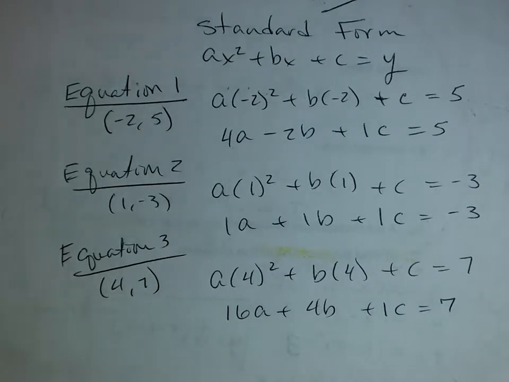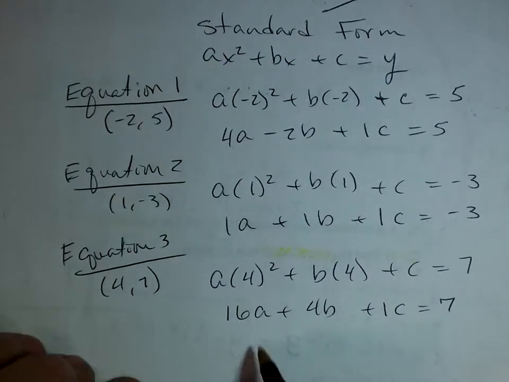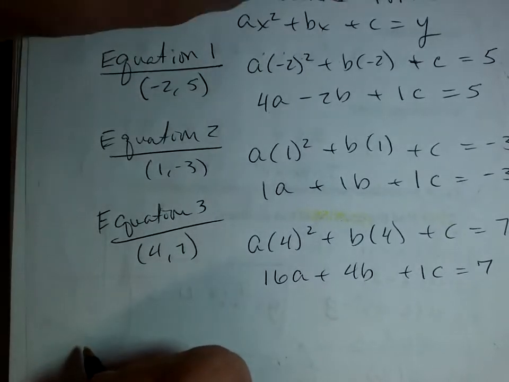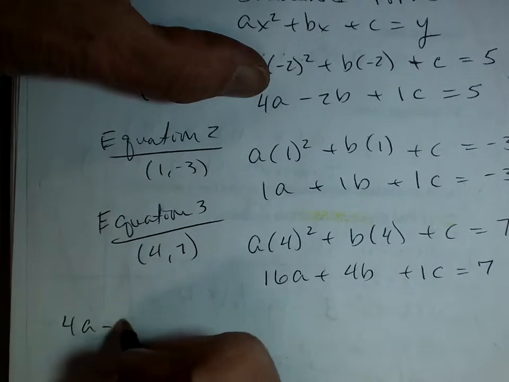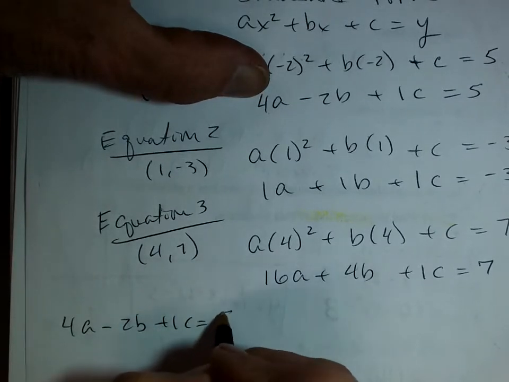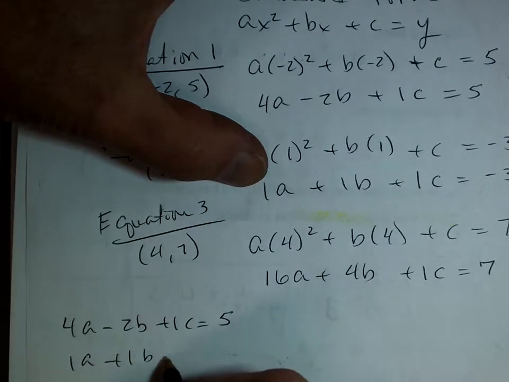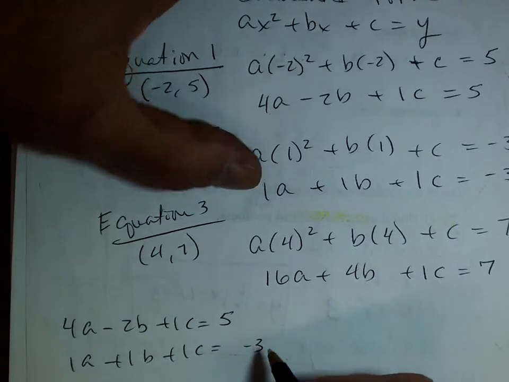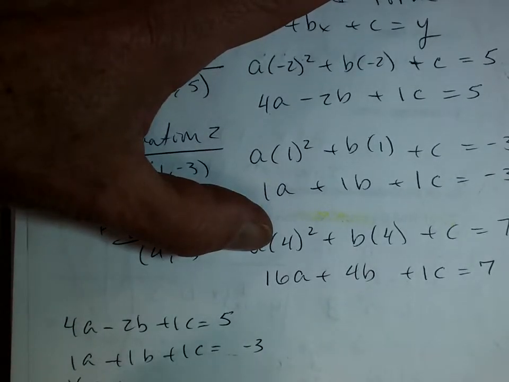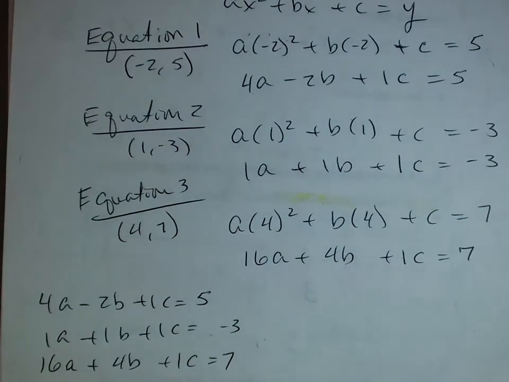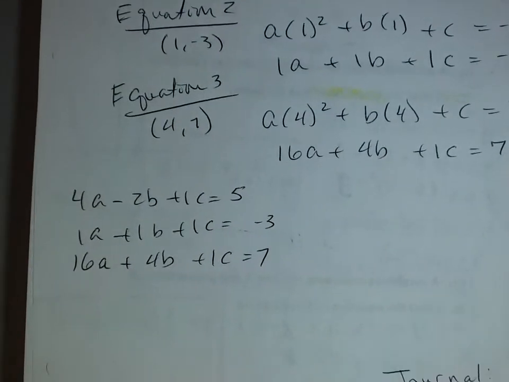All right, I'm almost there. So matrix A, you ready? So here's my equations. If I wanted to line them up, and you don't have to write this, I'd have 4a minus 2b plus 1c equals 5. I'd have 1a plus 1b plus 1c equals negative 3, and I'd have 16a plus 4b plus 1c equals 7. And then from here, we're going to just make our matrix, right? Matrix A, matrix B. We'll solve for A, B, and C.